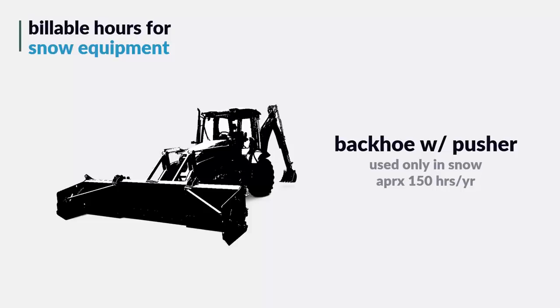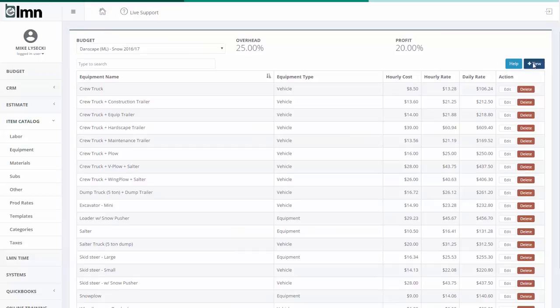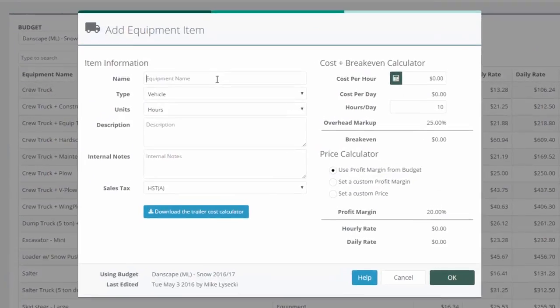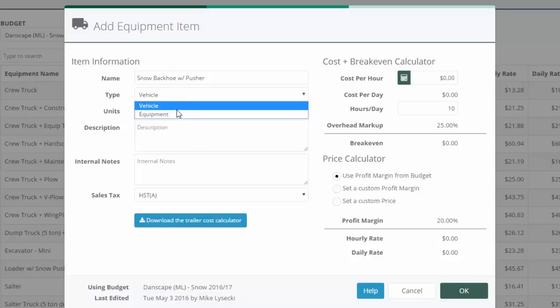Let's take a look at how we might set up this backhoe with pusher using only 150 hours per year. So I'll flash back to my equipment catalog, and I'm going to go new here. Now I'm going to set up an item name called Snow Backhoe with Pusher. I like putting the name snow in front of the equipment name. That way a lot of my snow stuff is grouped together under the word snow. Now type could be equipment. Units are going to be hours because we're going to estimate our snow contracts in hours, not days. And then I could optionally put in notes and descriptions here.